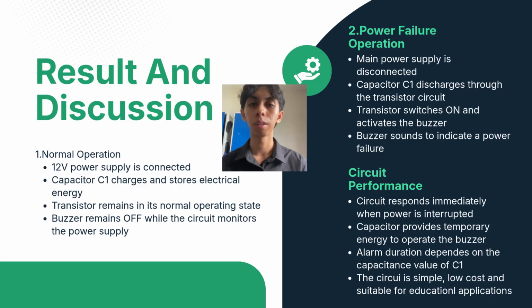When a power failure occurs, the power supply is disconnected. The energy stored in the capacitor C1 discharges through the transistor circuit, causing the transistor to switch on and activate the buzzer. This alerts the users that a power interruption has occurred.